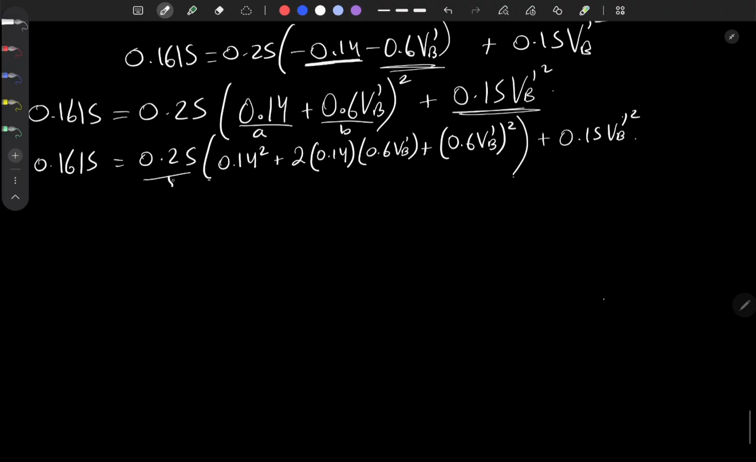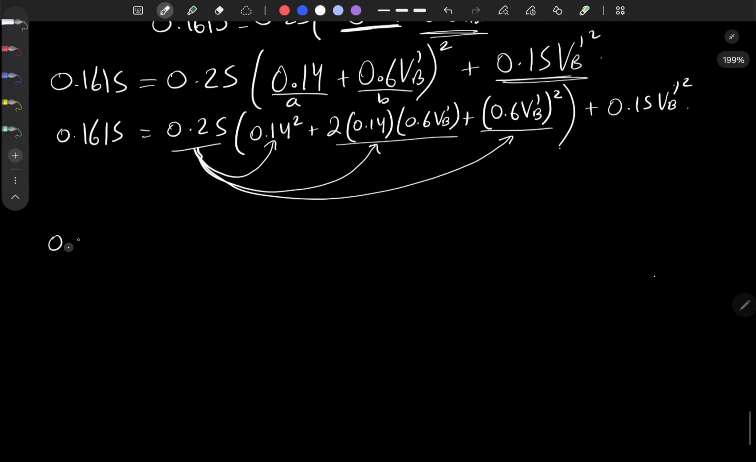Remember, given that 0.25 is multiplied by everything inside the parentheses, we're going to expand it into 1, 2, all of this, and 3, all of this. Okay, so let's do exactly that. We're going to say that this is 0.1615 equals 0.25 times 0.14 squared, that is equal to, well, they're giving me scientific notation, which is fine. We're going to say that this is equal to 0.0049, and then plus all of this multiplied by 0.25.